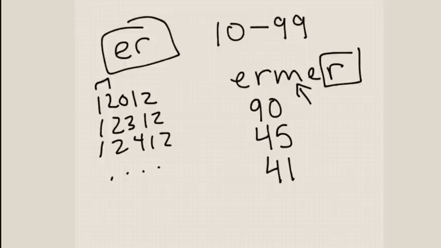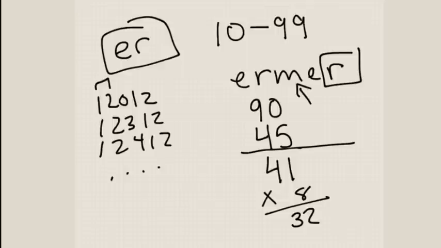And so then you multiply 41 times 8, and then, so 41 times 8 equals 328. So there's 328 even ermer numbers.